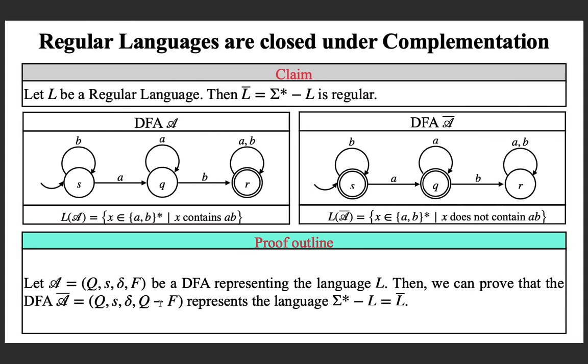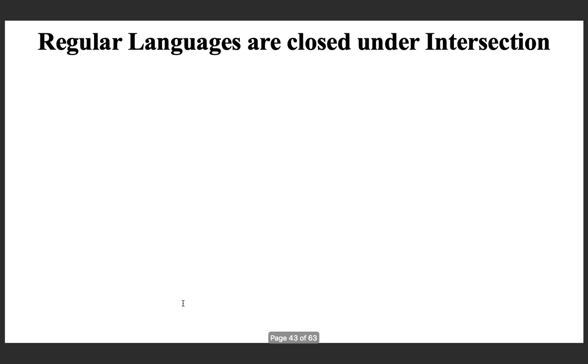So we can easily argue that what we obtained is a DFA accepting the complement of the language accepted by the given DFA, and hence we proved that regular languages are closed under complementation because we can obtain a DFA representing the complement of the language. And with this we are moving on to the next closure property.